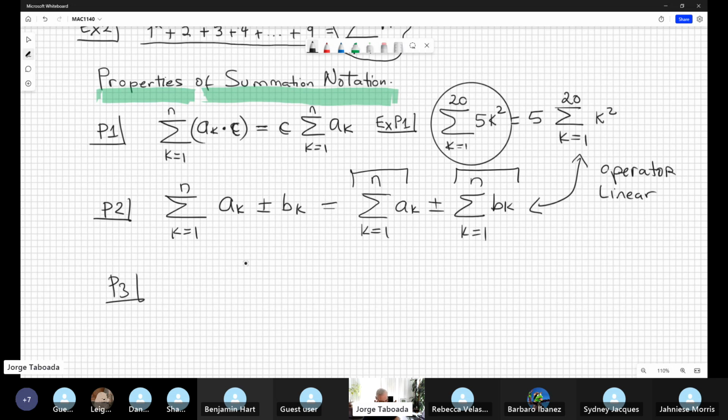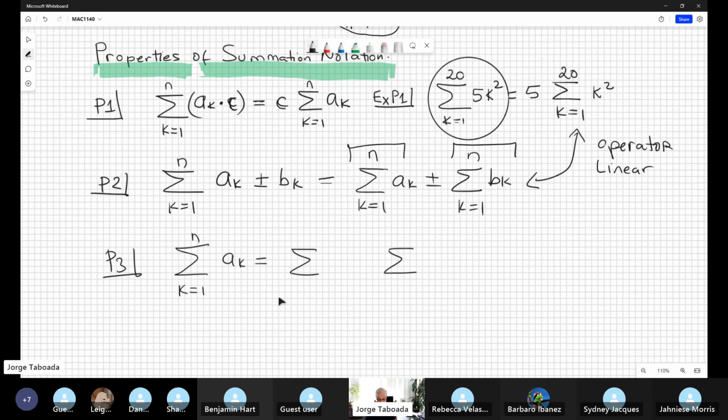Property number three. This is a little bit more complicated to understand. Suppose you have the summation from k = 1 to n of a sub k, and you can break it down into summations. You maybe don't understand why I need to separate, but in the example that I put after that, remember, this is the theoretical part. We state the property, and after we apply the property in the example. You can separate into pieces.